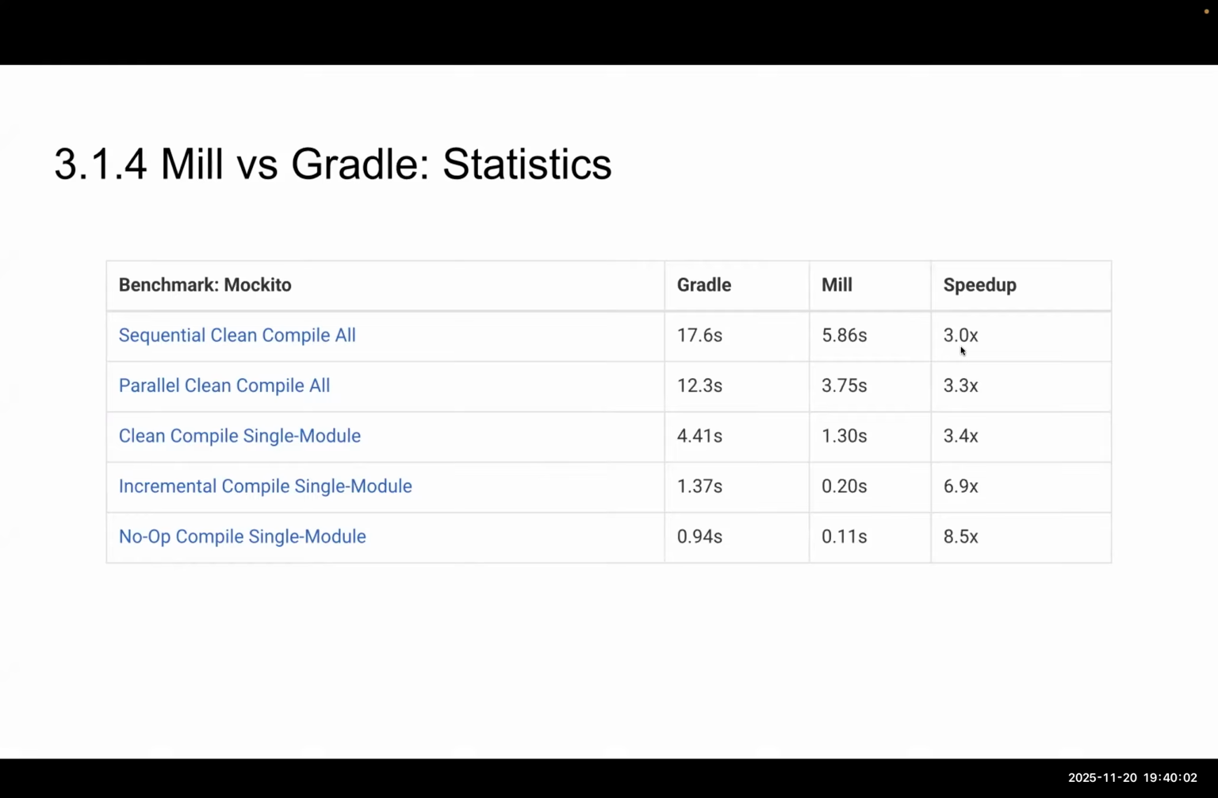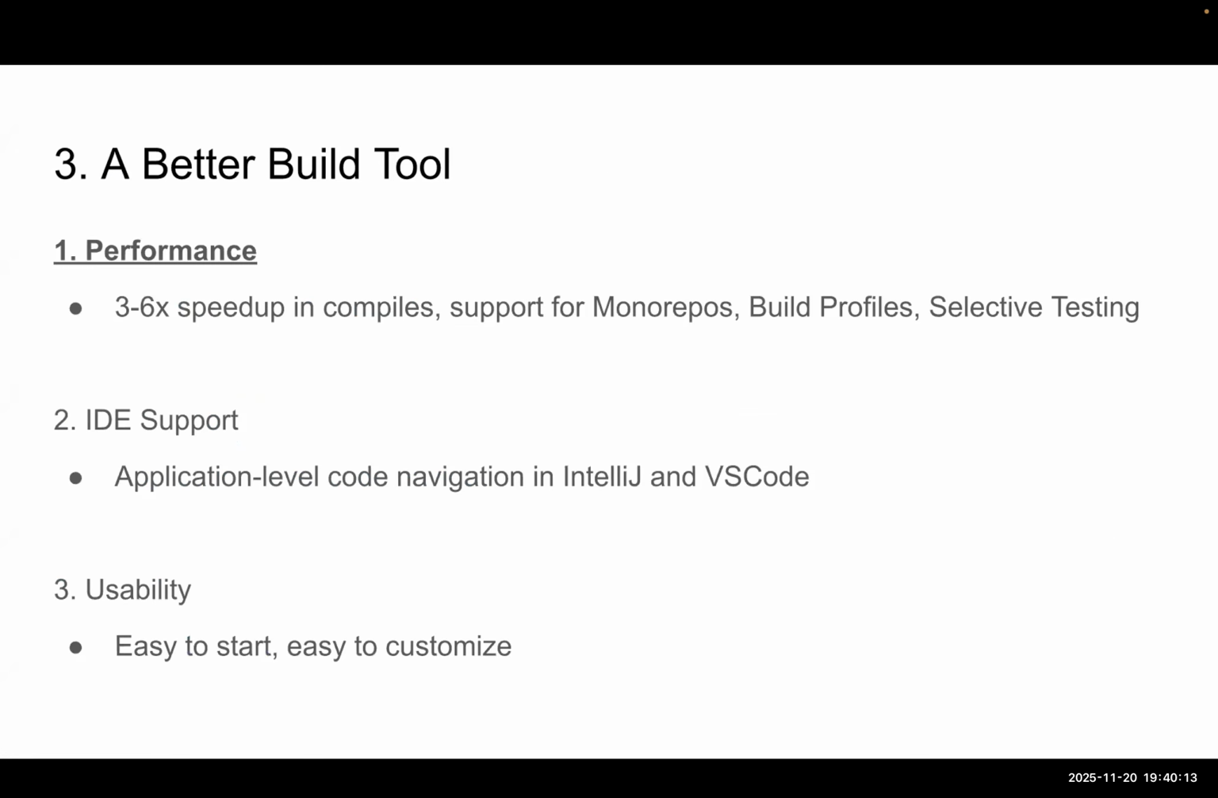Gradle has a similar story, although the numbers are smaller. We are maybe 3 to 4x faster than Gradle. Gradle is significantly faster than Maven, and Mill is, again, faster still. So that's the performance angle.